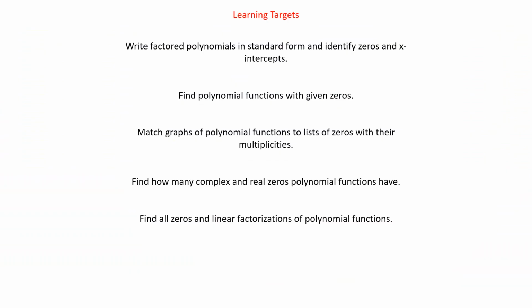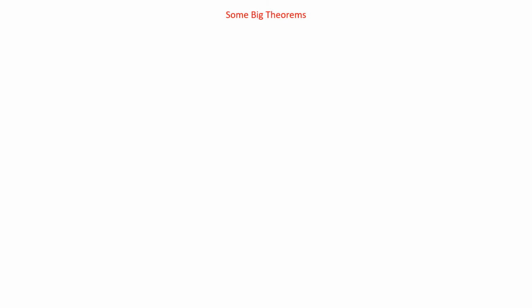So our learning targets today: write factored polynomials in standard form and identify zeros and x-intercepts. Find polynomial functions with given zeros. Match graphs of polynomial functions to lists of zeros with their multiplicities. Find how many complex and real zeros polynomial functions have. And find all zeros and linear factorizations of polynomial functions. So a lot of these should sound very familiar because it's what we've been doing. So let's take a look.